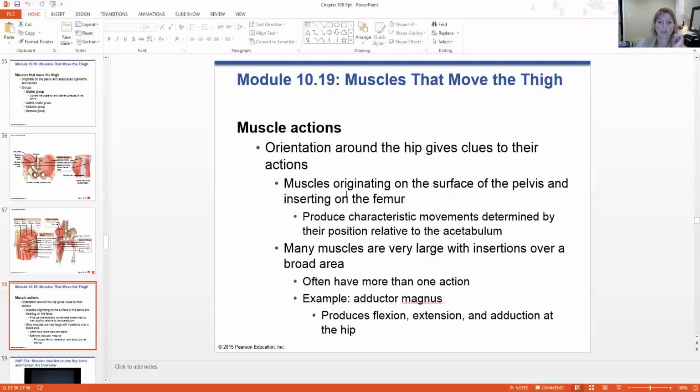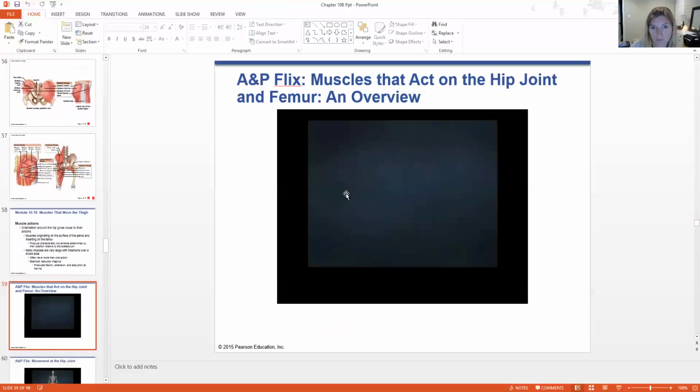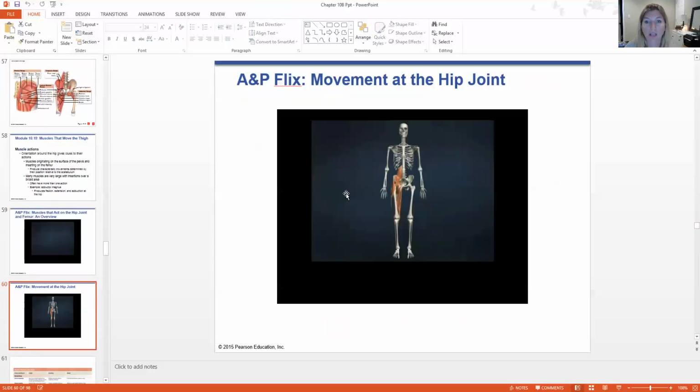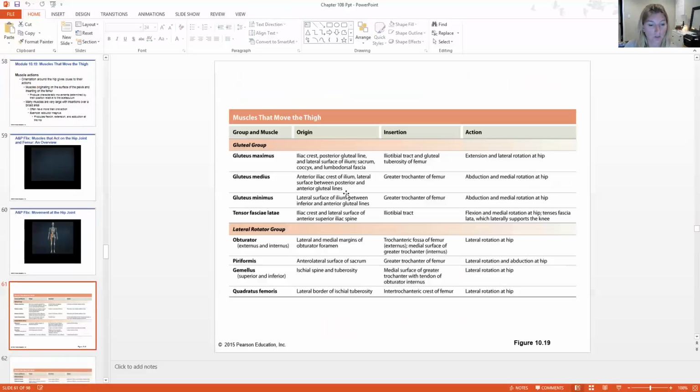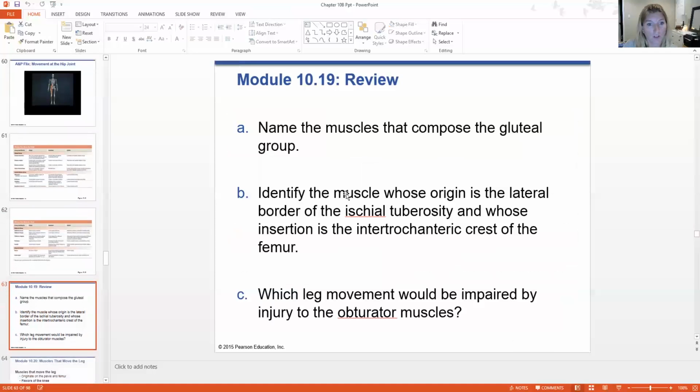So let's talk about muscle actions. The orientation around the hip basically is going to give you a clue to their actions, kind of like orientation around the glenohumeral cavity. Muscles originating on the surface of the pelvis are going to produce movements that are determined by their position to the acetabulum. So many muscles are very large. They have insertions over a very broad area, so they have more than one action, like the adductor magnus is producing flexion, extension, and adduction. These obviously videos, you can look at masteringAMP.com. Here's your chart. More charts, more questions for review.